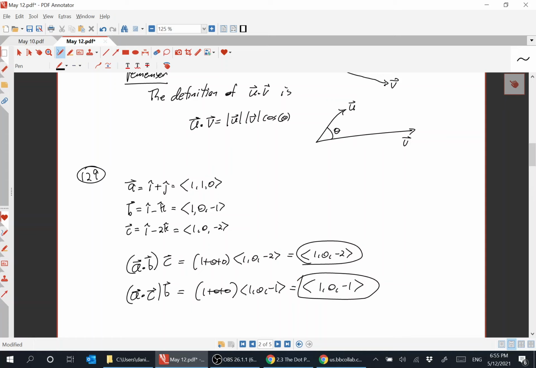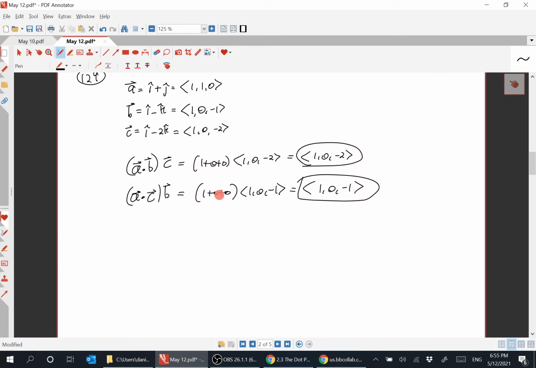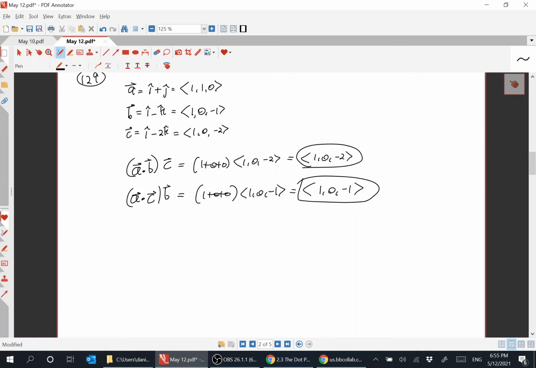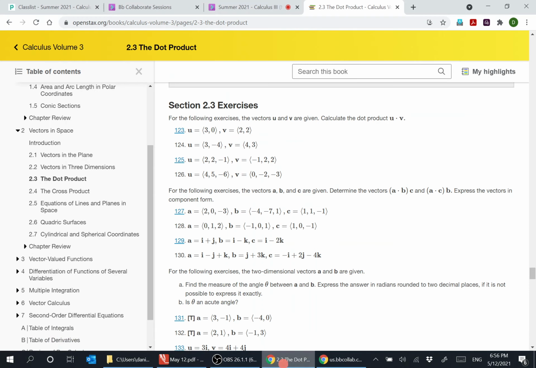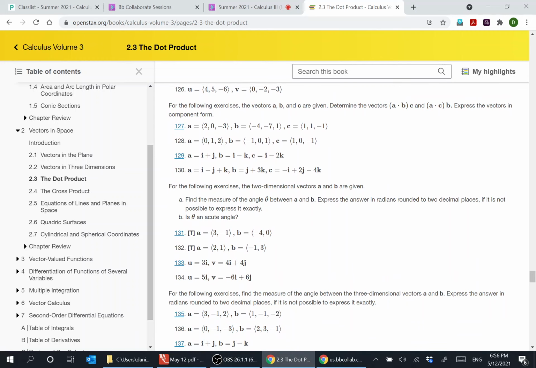Okay, so nothing too interesting there. Next problem, 132. For the following exercises, the two-dimensional vectors A and B are given. Find the angle between A and B. Express your answer in radians.